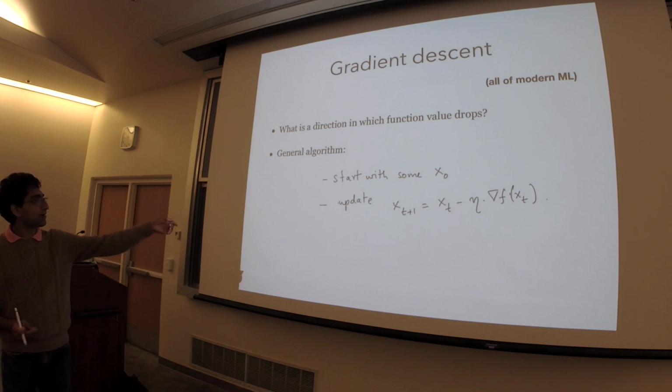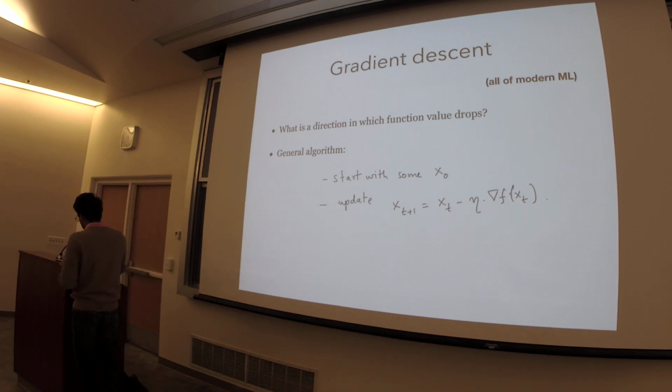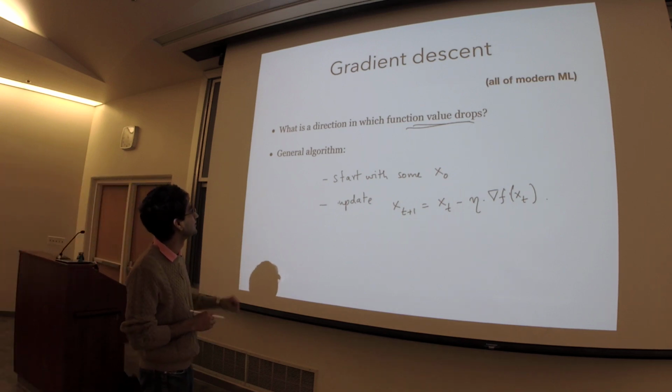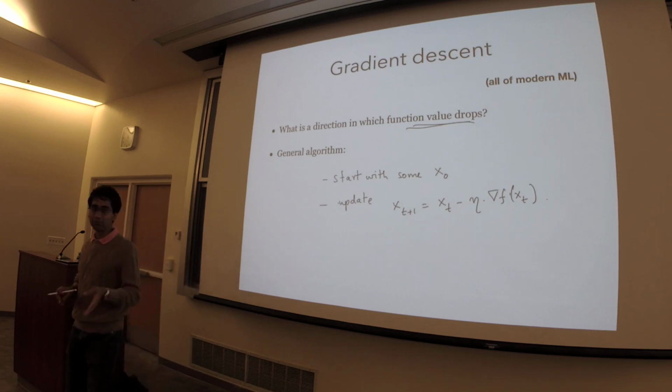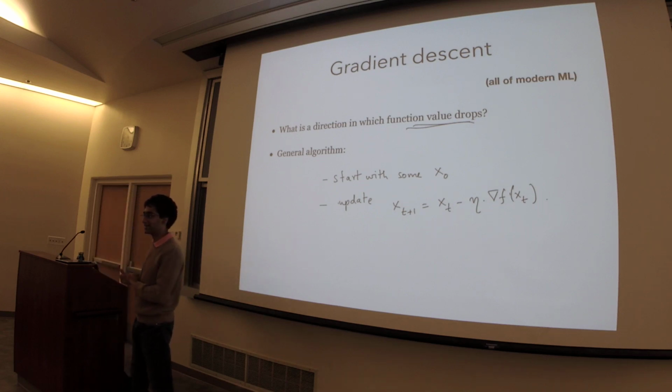The only thing I have not mentioned is what is one direction in which the value of f drops. It turns out that the gradient captures exactly that. Let's not go into that; if I had more time, I would have spent more on this, but I just want to mention the algorithm. This is one classic example of local search. You will do this multiple times in your ML classes.